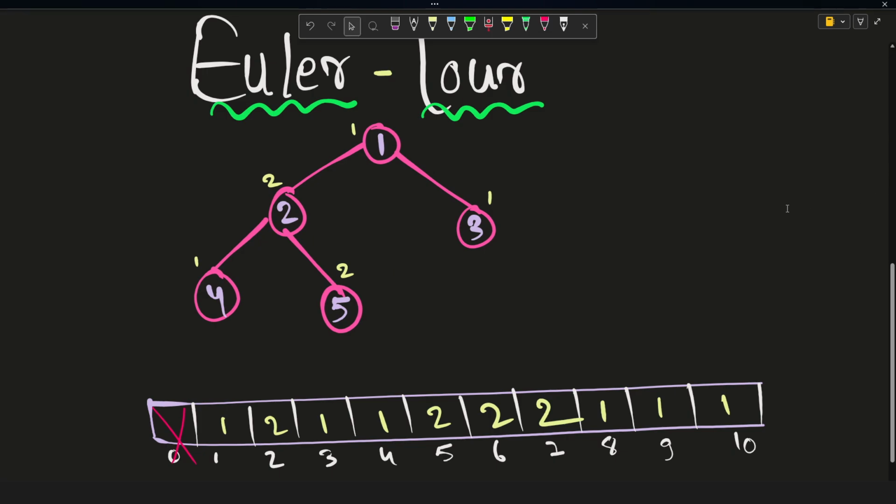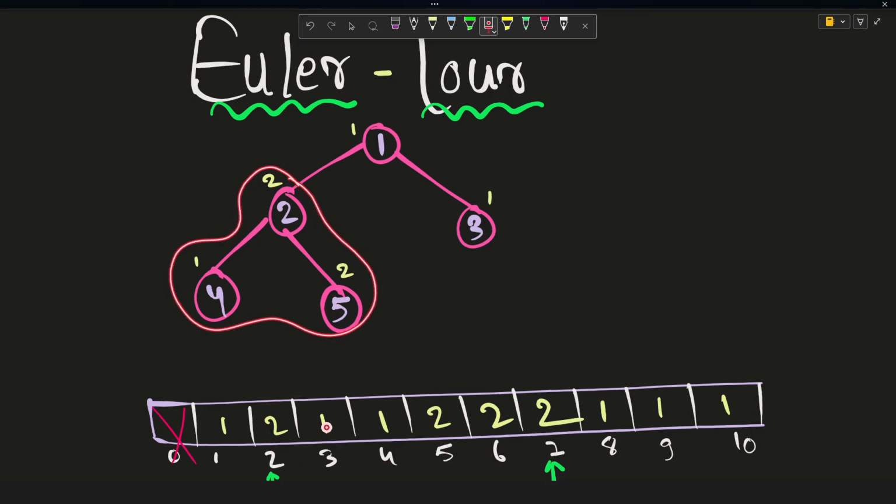Since we know that we entered this second node here, let me mark it. We entered this second node here, and we also exited this second node at this point, that is here. So whatever node values are present in this range, it will only comprise those node values that are present in this subtree, that is the subtree of 2.